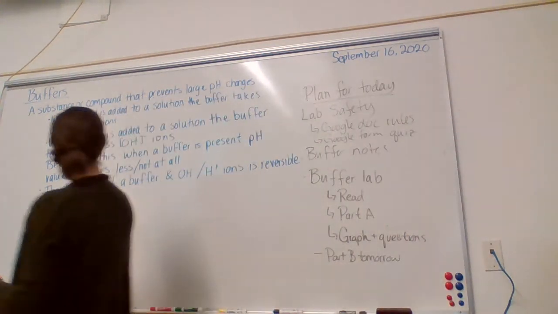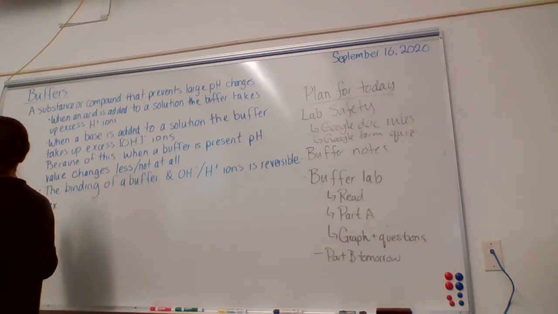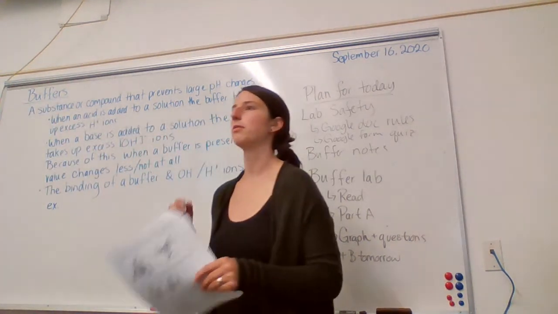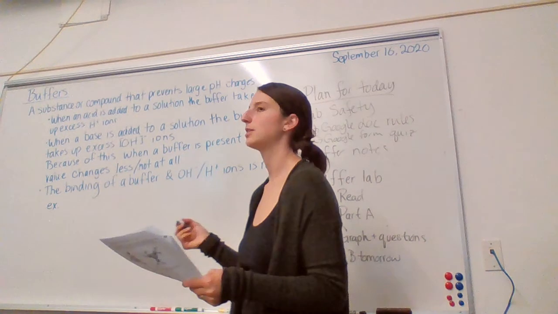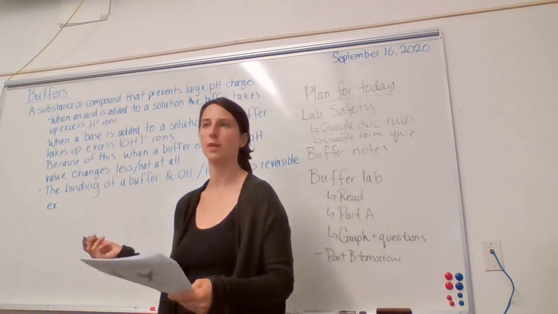And we talked about blood having a really consistent pH in our body. And the reason that that's able to happen is because something called hemoglobin in our blood acts as a buffer.